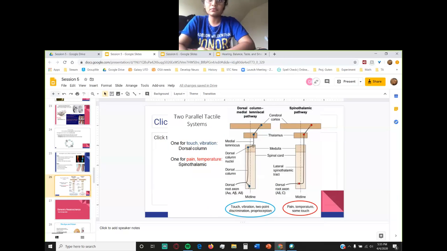And just as a review, the DCML pathway is the one that's responsible for touch, vibration, and proprioception. It crosses over in the medulla. And the spinothalamic pathway will cross over right in your spinal cord, and it's responsible for pain and temperature.